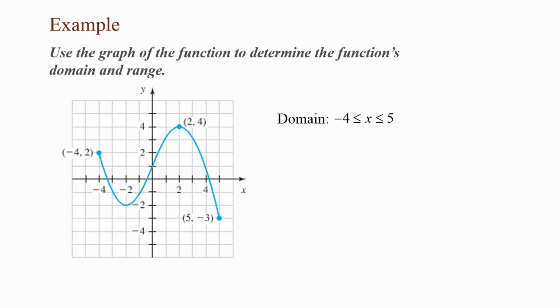For our range, we want to look up and down. The lowest point on our graph is when y equals -3. Now we want to find the highest point on our graph, and that is when y equals 4. Our range is -3 less than or equal to y less than or equal to 4.